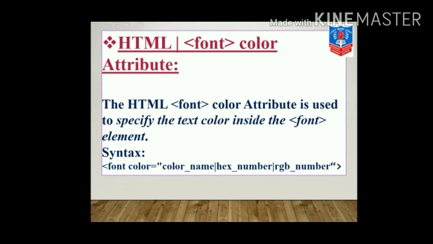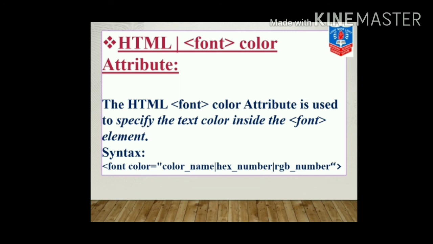Next is font color. The HTML font color attribute is used to specify the text color, the writing color inside the font element. Using body text, the color of writing can be defined. The following codes can be used to define the color of writing: in angle brackets, body text equals FF0000 or body text equals red. Here with the FF0000 value, red color of writing is generated.